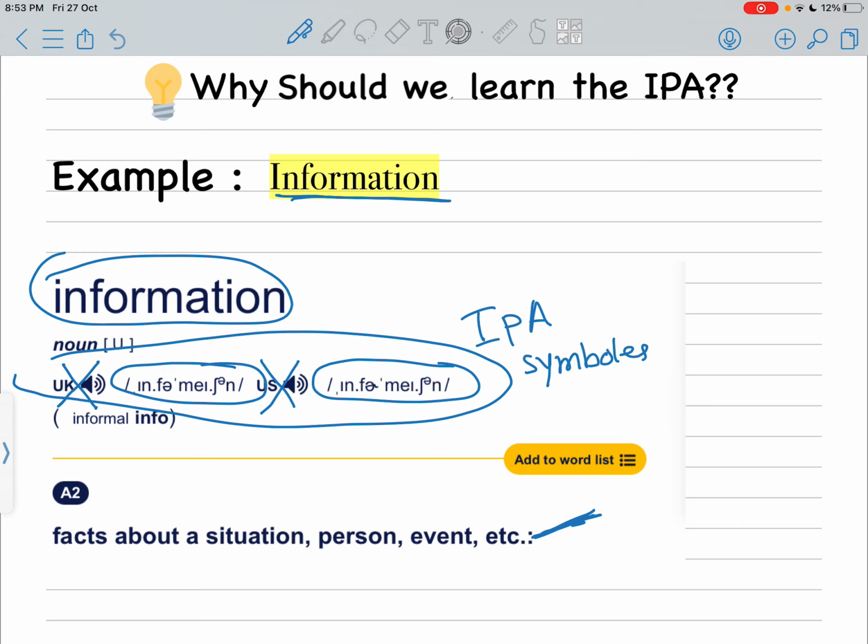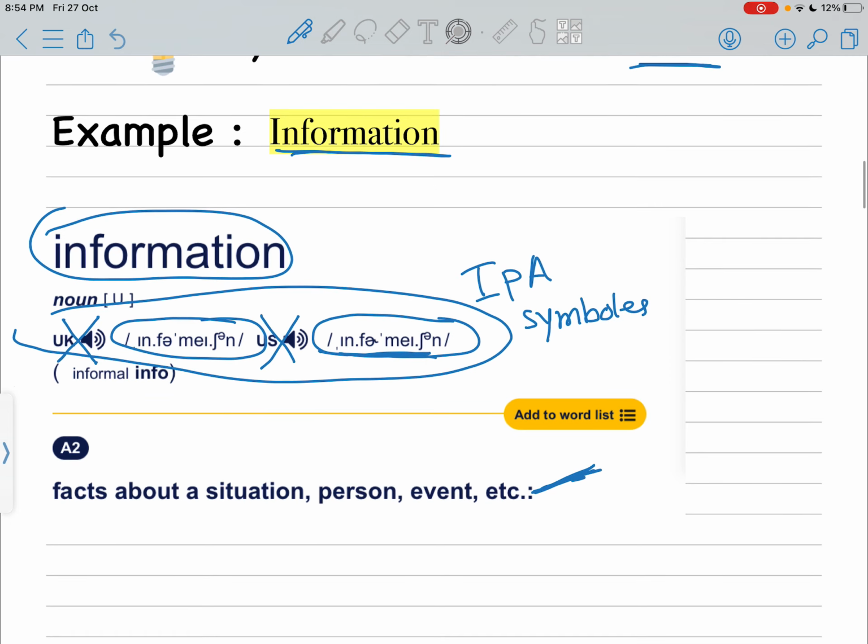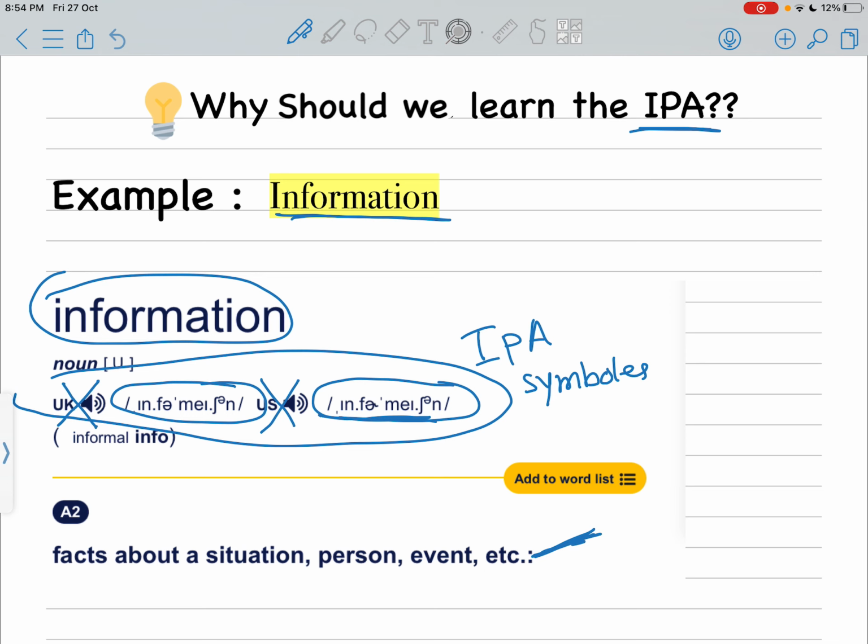I want to know how this word is pronounced by studying this. This is the IPA symbols. And how will you know what these symbols are, how I pronounce these symbols? By learning the IPA. So it's very important, and you should learn this system.